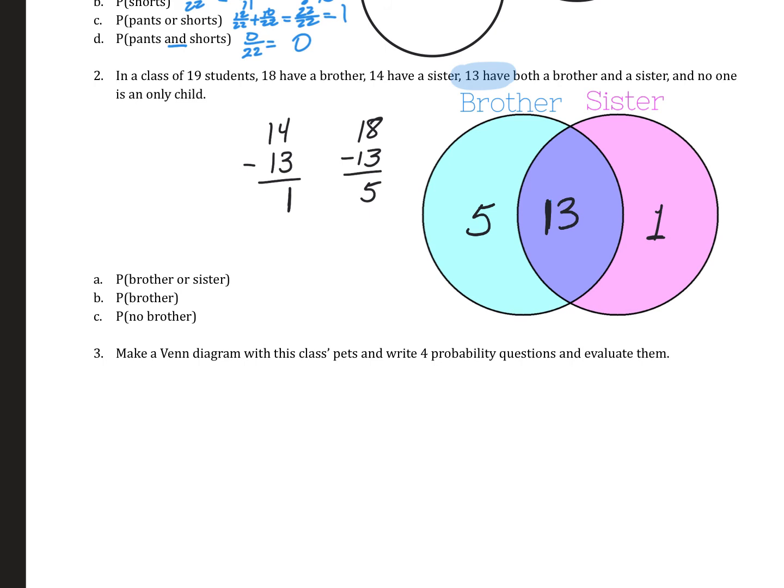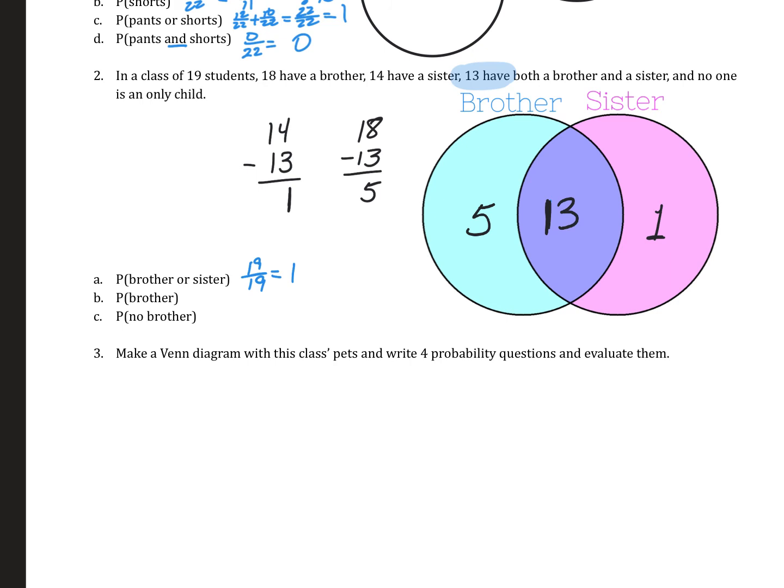So if I want to find the probability of a brother or a sister, well, if we think about this, there are no only children. That would be the only scenario where we don't have a brother or a sister. So in this case, it's actually 19 out of 19, which is a certainty since we have no only children.